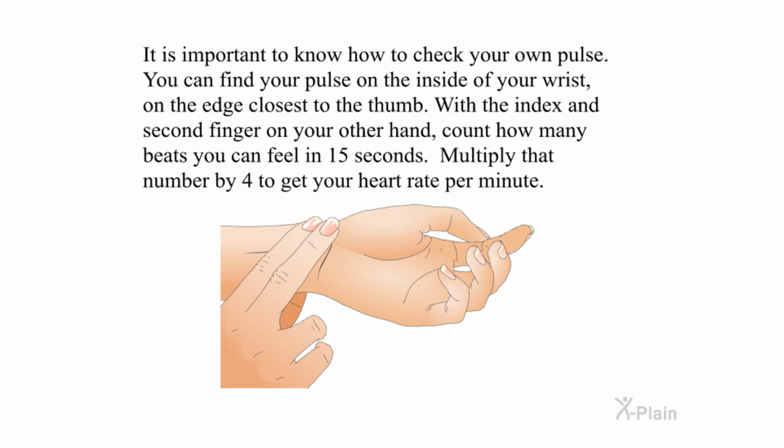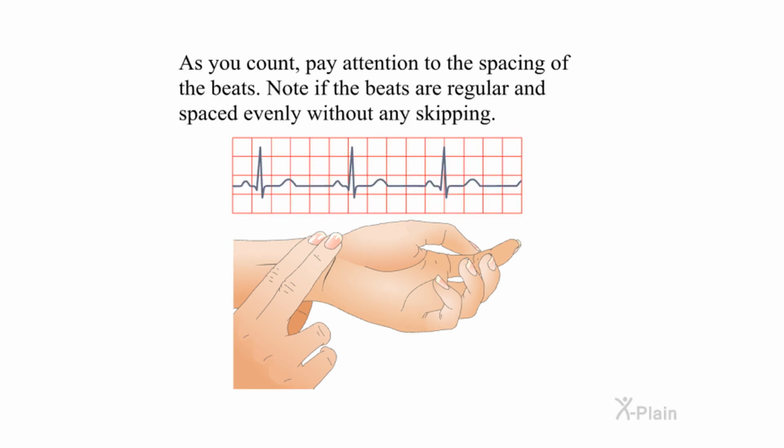It is important to know how to check your own pulse. You can find your pulse on the inside of your wrist on the edge closest to the thumb. With the index and second finger on your other hand, count how many beats you can feel in 15 seconds. Multiply that number by 4 to get your heart rate per minute. As you count, pay attention to the spacing of the beats. Note if the beats are regular and spaced evenly without any skipping.